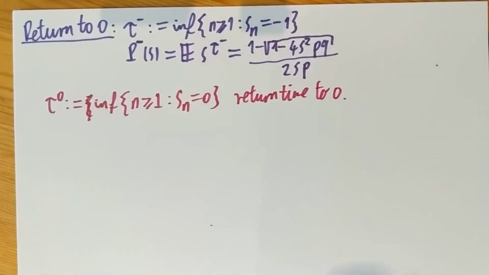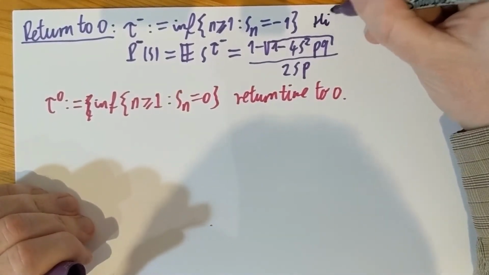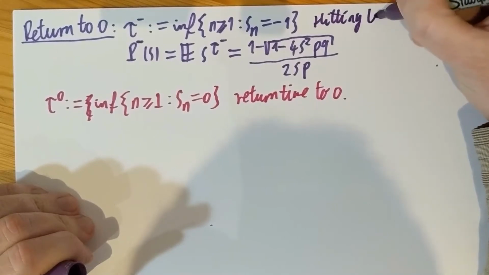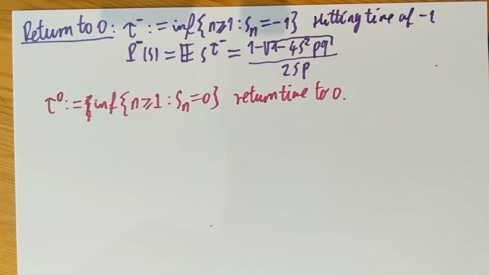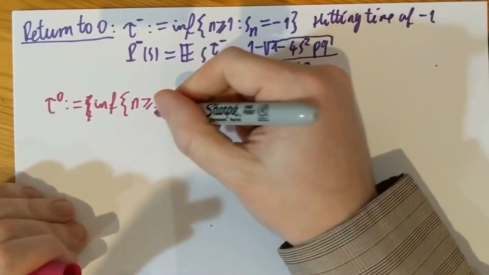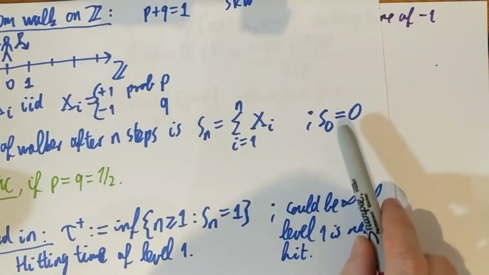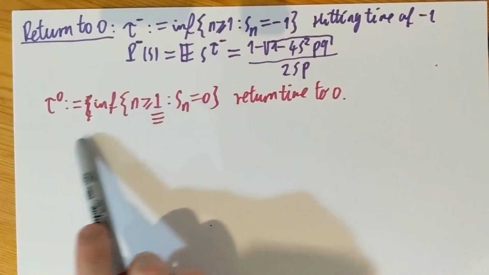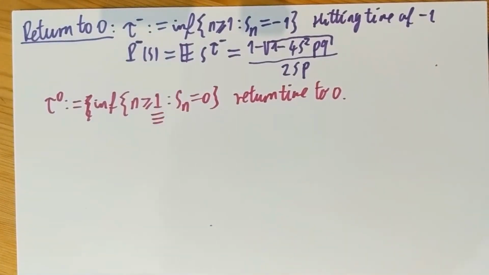This previous one was of course the hitting time of level minus 1, and this is the first return time to the origin. Notice an important point here, that n is at least 1, so we do not count s naught equals 0. In the original definition of the random walk, we said s naught equals 0. This is not counted here. So this is the first time after 0 that the walk returns to the origin.